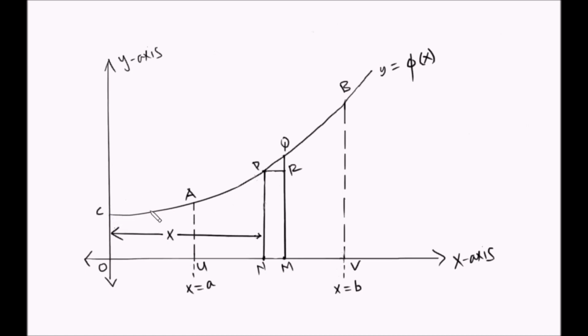So remember, in areas we had a curve like this. This curve starts from A to B and continues, the curve y is equal to phi x. We wanted to find the area AUVB. This is what we did. We were looking for the area AUVB.